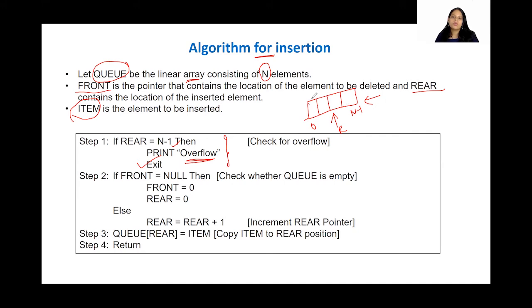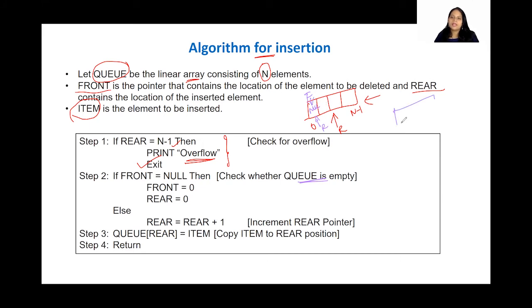Once we check for overflow, I am checking if my front is equal to null, if there is any value over here. If it is null, then check whether Q is empty. If it is empty, then I'm going to say F is equal to 0 and rear is equal to 0. So what I'm saying, F and rear both are at the same position because front is empty, isn't it?